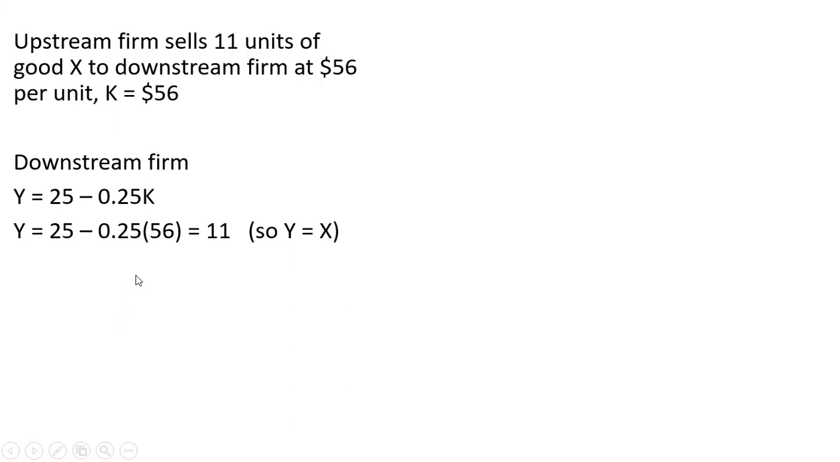What will the downstream monopolist sell good Y to consumers at? 100 minus 2Y. Y is 11. So 100 minus 22. The price will be $78.